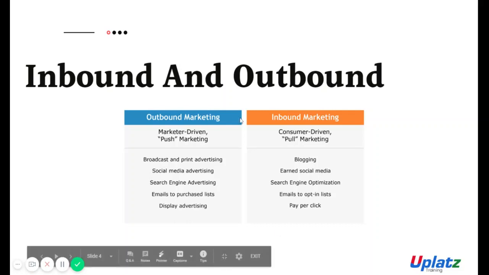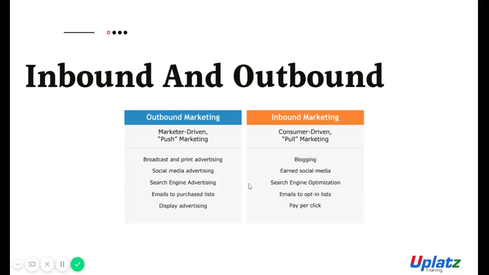Most of the time, push marketing in the digital world is paid, which is advertising, and pull marketing or inbound marketing is very content driven. It is very organic and non-paid in nature. So this is the basic difference between inbound, outbound, and push and pull. Essentially, they mean the same, just that those terms have evolved to accommodate digital platforms.